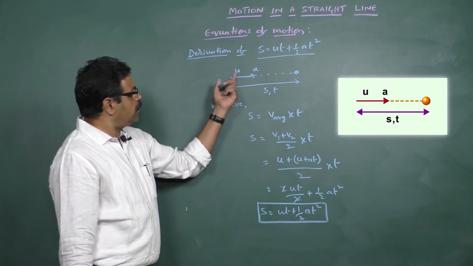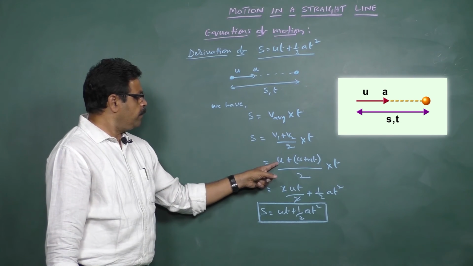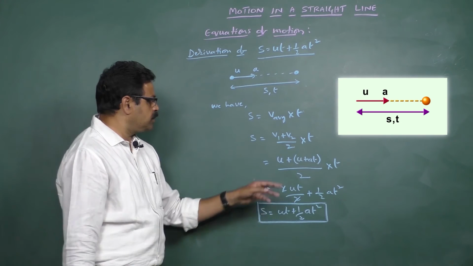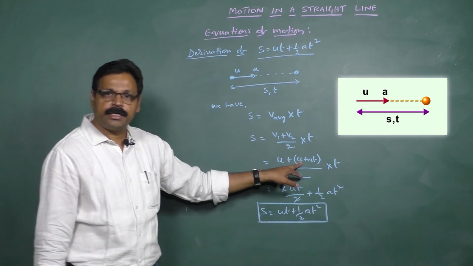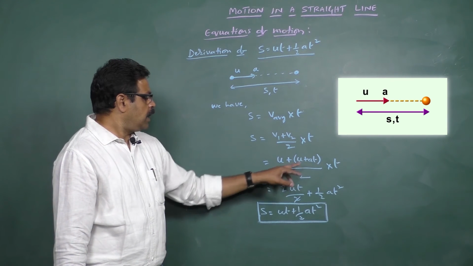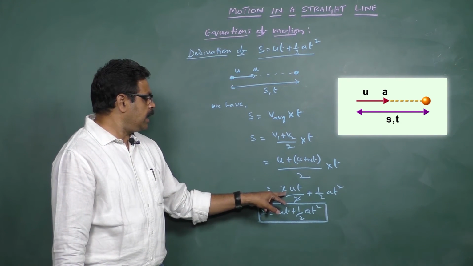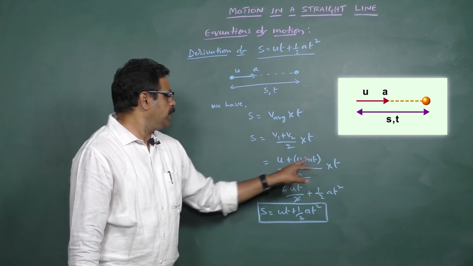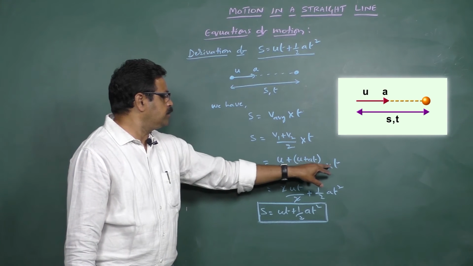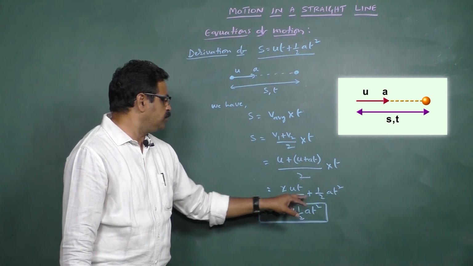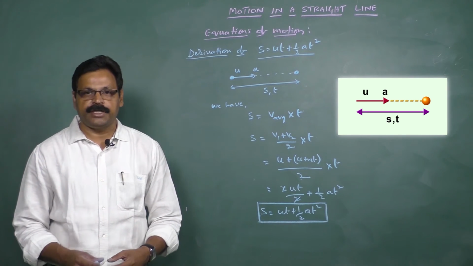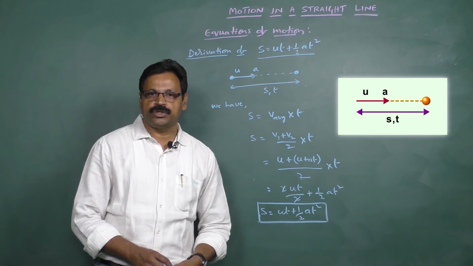The initial velocity is given, that is u, and the final velocity, using the first equation of motion, can be written as u plus at. Substituting the values and simplifying, you get ut plus ut, that is 2ut divided by 2, and at into t, at square divided by 2. Simplifying that, you arrive at s is equal to ut plus half at square, which is the second equation of motion.